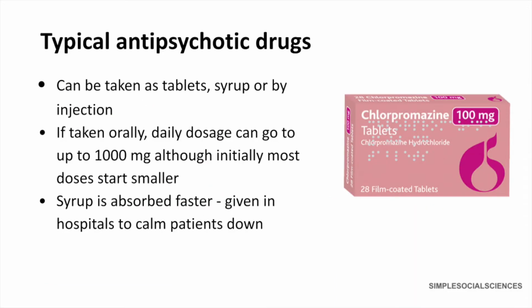Typical antipsychotics can be taken by tablets, syrup, or by injection. If taken orally, daily dosage can go up to 1,000 milligrams, although for most people this will not be the case. It will be much lower. Syrup is absorbed faster, and it's usually given in hospitals to calm patients down.